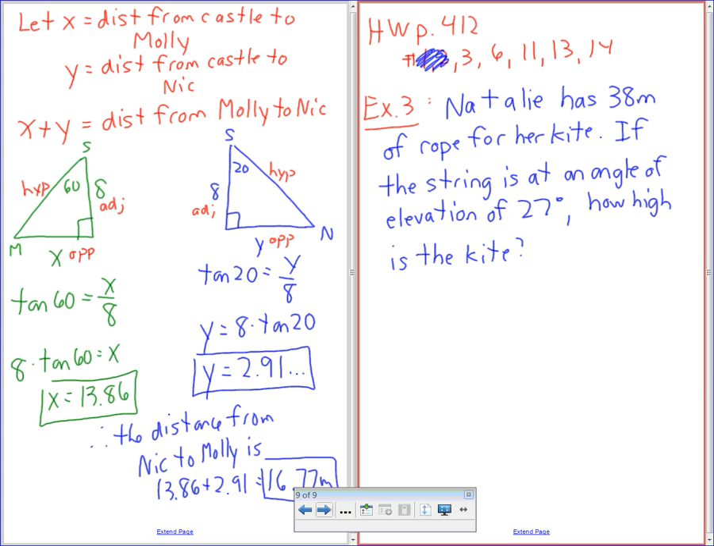Let's say you're flying a kite. What a beautiful day. Let's fly a kite. Where's the kite going from here? Straight up. Okay, so the angle of elevation here is 27 degrees from you. That's the question. So here's you flying a kite. You're looking across, looking up 27 degrees to your kite.